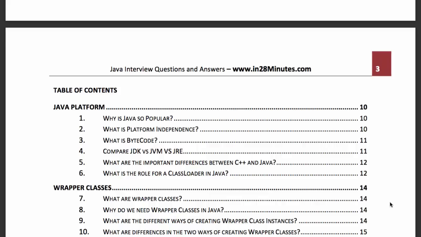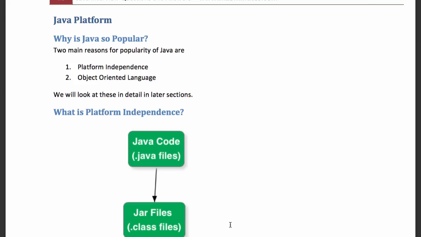Welcome back. Let's start with this section on Java platform, and let's start with the first question. Why is Java so popular? There are a number of programming languages, C, C++, Java, and a lot of things which came after Java. Why is it that Java is the most popular of all the languages?